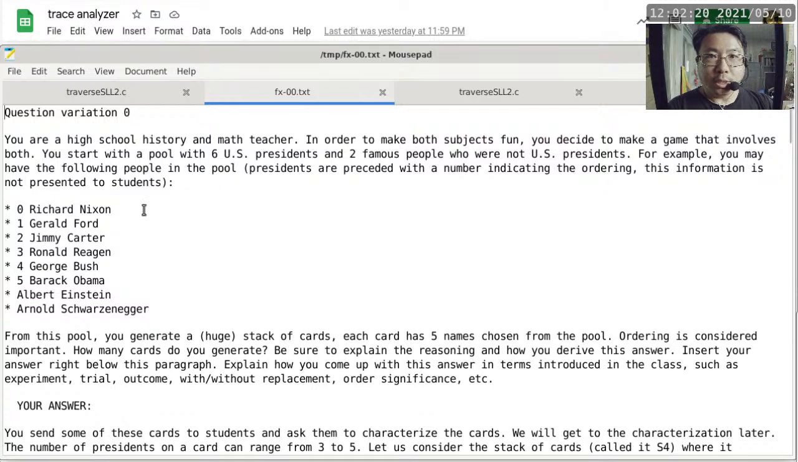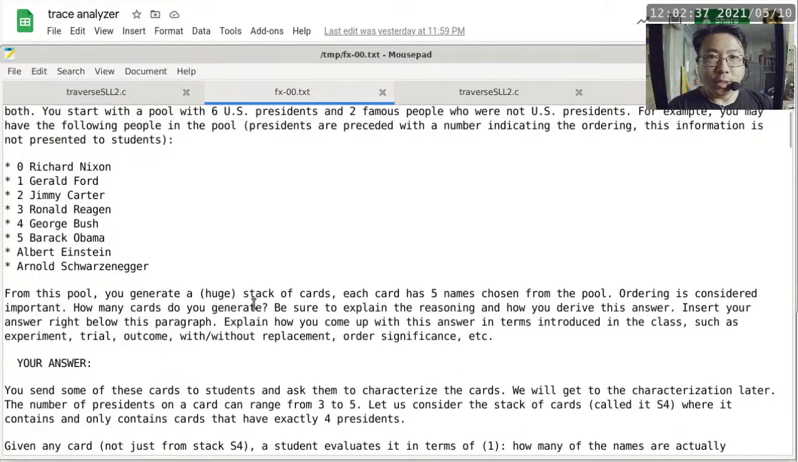In this case, we have the 6 presidents, from Richard Nixon all the way to Barack Obama, and then we have two non-presidents, as far as I know, which are Albert Einstein and Arnold Schwarzenegger. From this pool, you generate a stack of cards. Each card has 5 names chosen from the pool. Ordering is considered important. How many cards do you generate? Be sure to explain the reasoning and how you derive this answer. Insert your answer right below this paragraph.